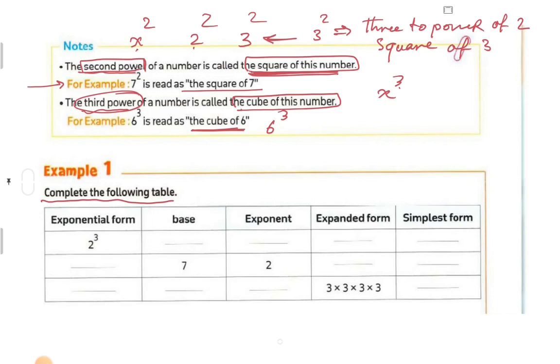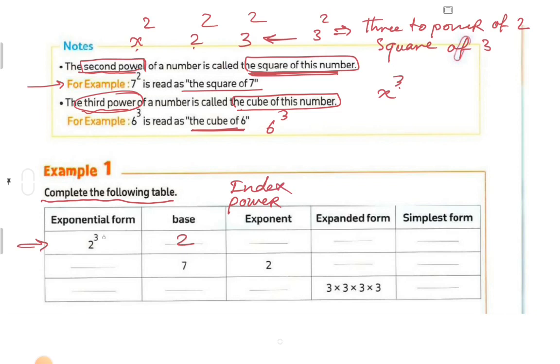In this table we have some given values like 2 power 3, 7 to the power 2, and 3 by 3 by 3 by 3, and we have some blank spaces. First we have the exponential form, 2 to the power of 3. Where is the base? The base is 2. Where is the exponent? The exponent is the power, also called the index.